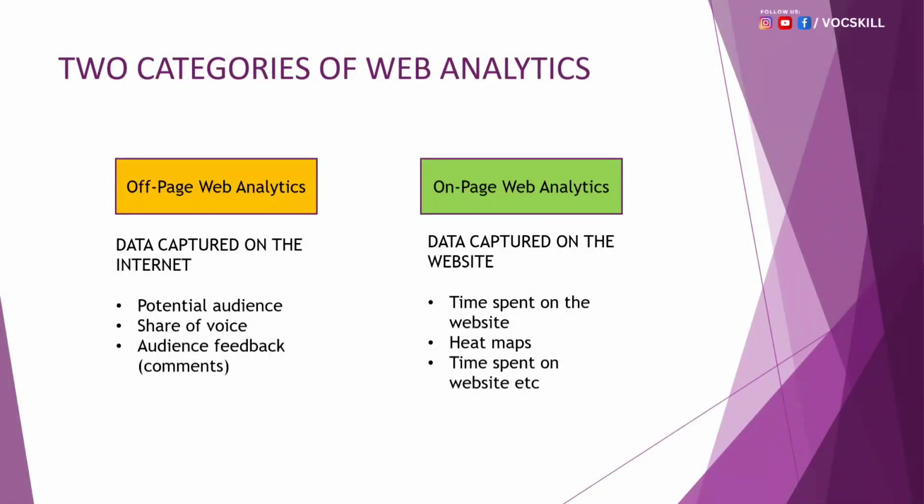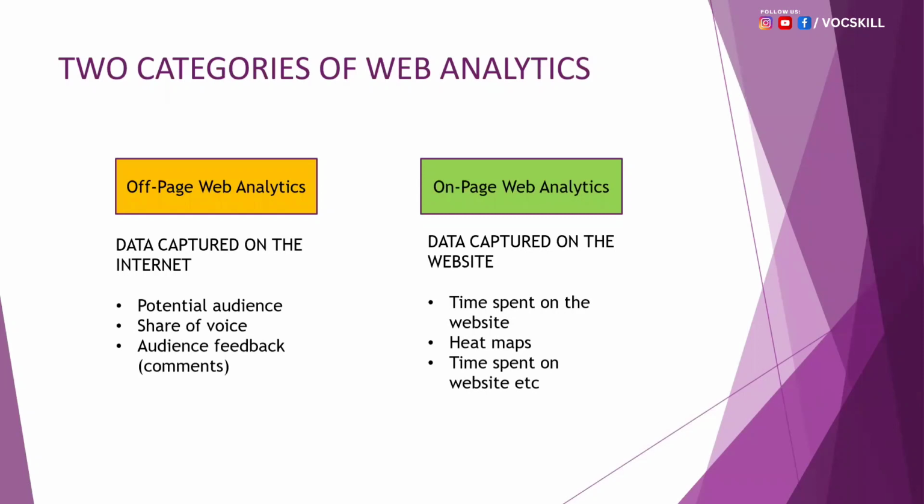There are two types of web analytics: on-page web analytics and off-page web analytics. Let's talk first about on-page, because that's what we've been discussing till now. Whatever information is captured on your website about the customer is on-page web analytics. Like I said, if I go to Amazon, whatever data Amazon has captured about me is on-page analytics, right?